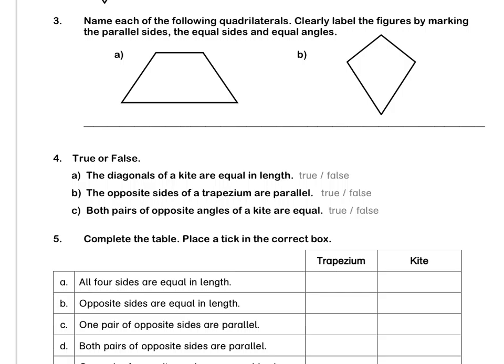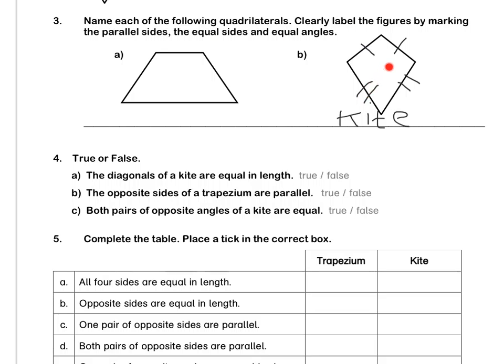Question 3. Name each of the following quadrilaterals. Clearly label the figures by marking the parallel sides, the equal sides, and the equal angles. Let's do B together. This is a kite. In a kite, it has 2 short sides that are equal and 2 long sides that are equal. The sides which are next to one another are equal.